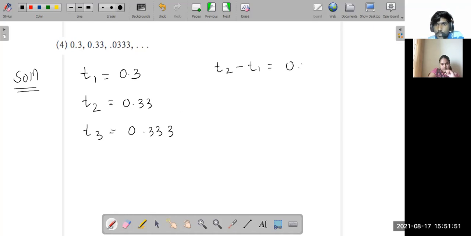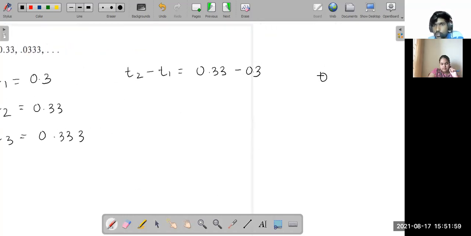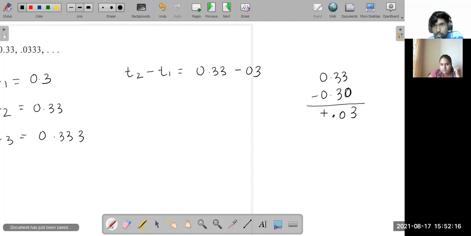That is 0.33 minus 0.3. Now this subtraction, how to do? Look here. So 0.33 minus 0.3. Now here you put a 0. Okay, no number means you put a 0. Now 3 minus 0, 3. 3 minus 3, 0. This decimal point as it is, 0 minus 0, 0. So answer is 0.03. So here I'll write 0.03.